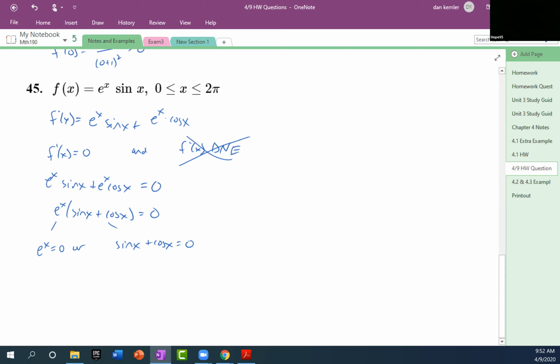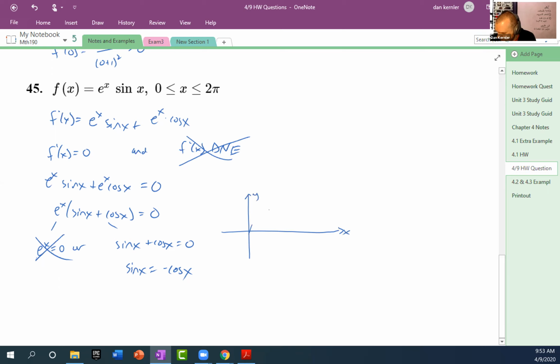E to the x is not equal to 0 ever. So that one, out. Yeah, e to the x is never equal to 0. That's correct. Sine x equals negative cosine x. Yeah, that definitely is true. You can solve it a variety of ways. I like the graphs personally. If we graph those two, sine of x, and then negative cosine of x would be reflected, right? It would start down at -1 and then go up to +1 and then back down to -1.